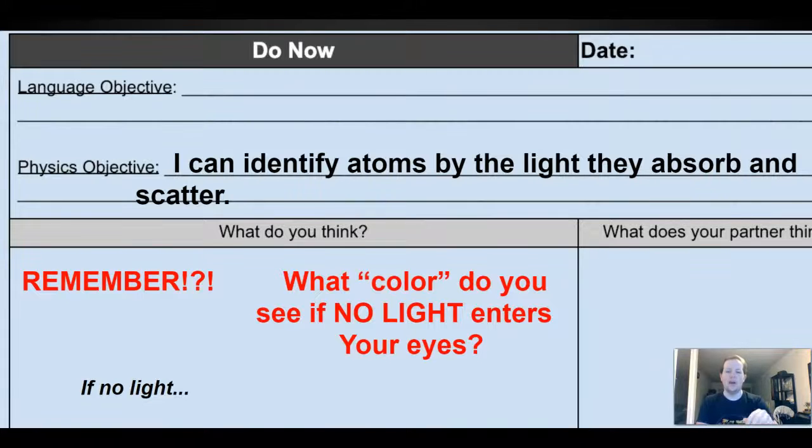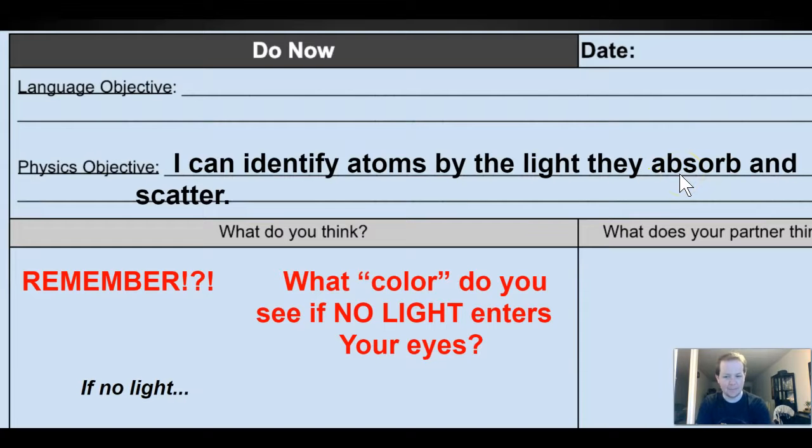Now, for our physics objective, it says I can identify atoms by the light they absorb and scatter. You already did this from the activity. You already identified atoms by the light they scatter. We're going to add on just a little bit by looking at absorb.